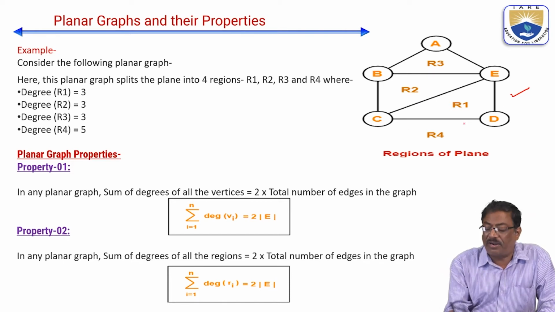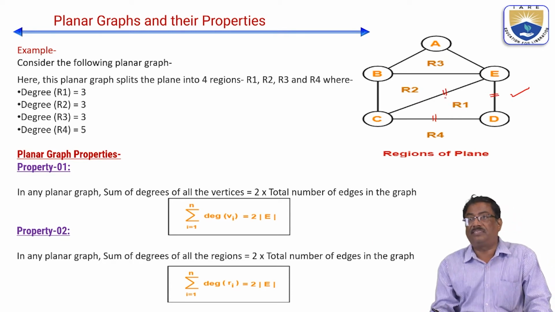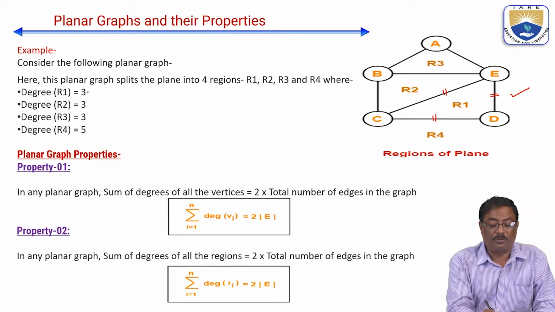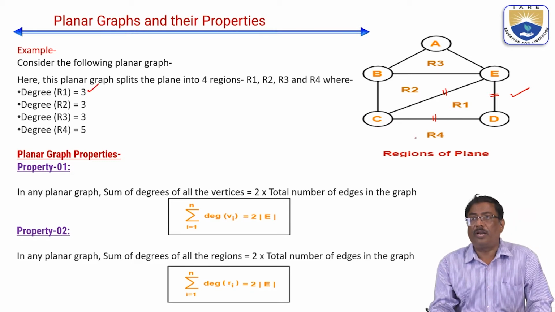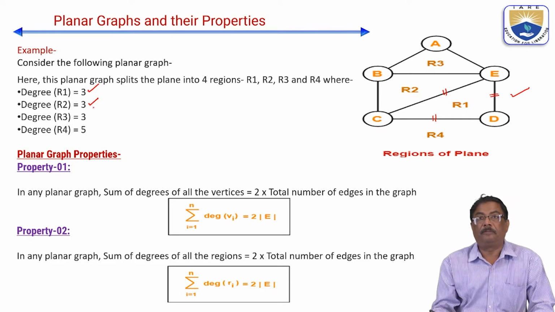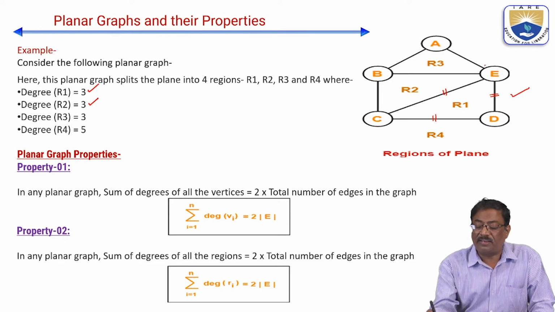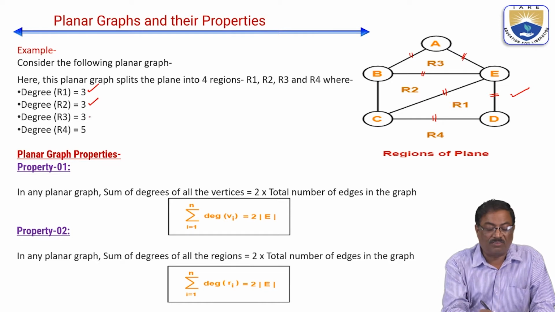So the degree of R1 is equal to how many edges bound this region, how many edges are required to get this region? 3. So I am going to get 3. So this is bounded by 3 edges. R2 is also bounded by 3 edges, so it is nothing but 3. And the degree of R3, it is also bounded by 3 edges. So now this is also 3.